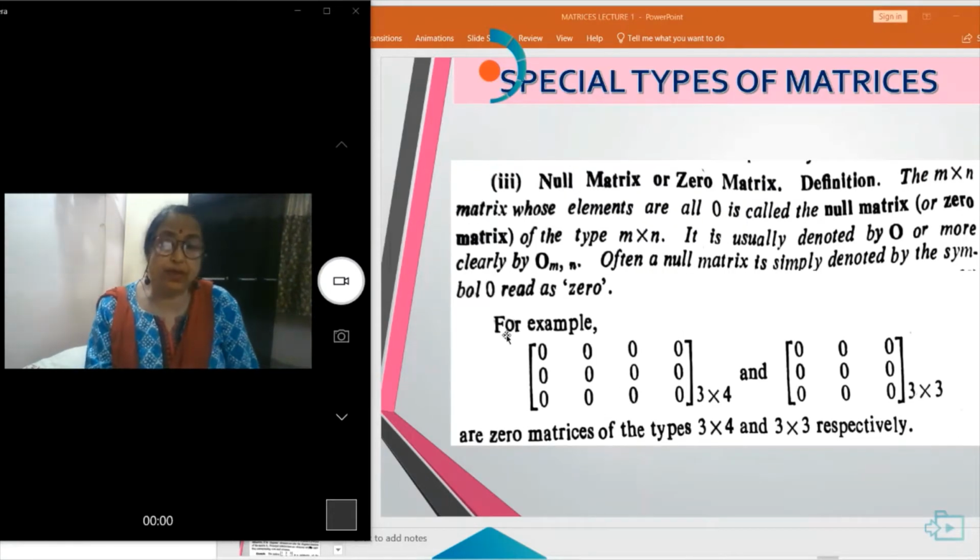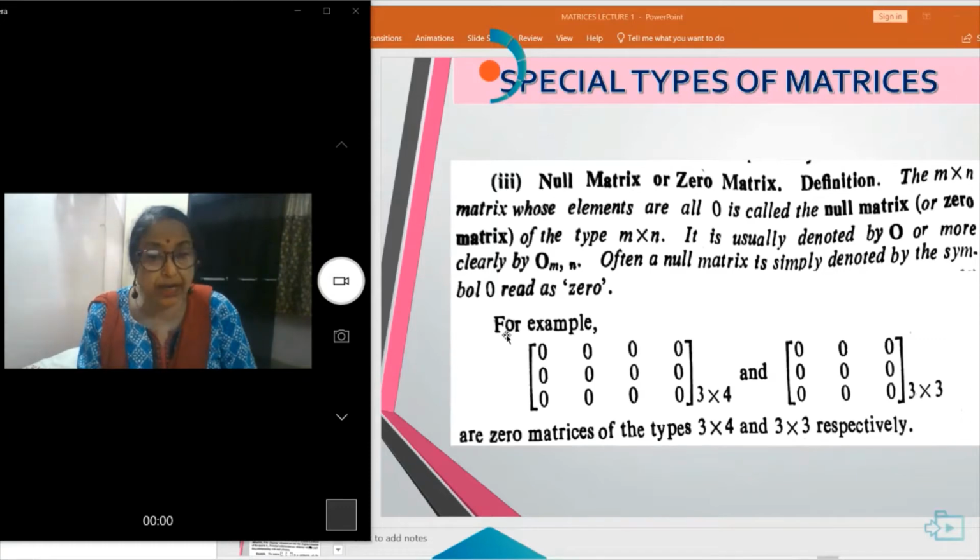Null matrix or zero matrix: a matrix in the form as shown on your screen. This may not be a square matrix, that is also a null matrix. So a matrix where all the elements are zero is called a null matrix. Two examples are given on your screen.